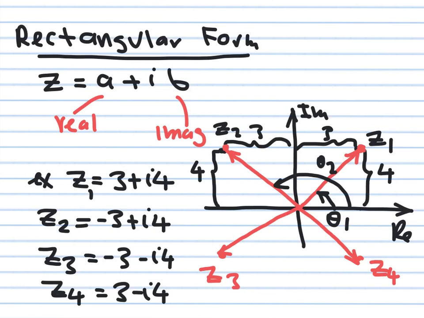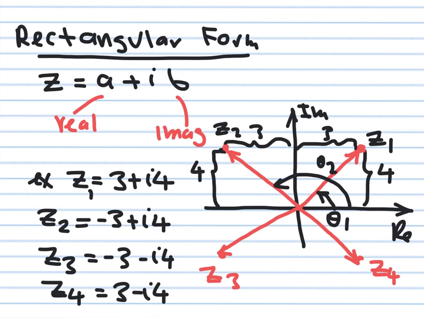Later we're going to be using phasors, and a phasor will be represented not by the point but by the arrow that's extending from the origin to that complex point. So this is the corresponding phasor here for the point z1, this is the corresponding phasor for the point z2, the corresponding phasor for z3, and so on.